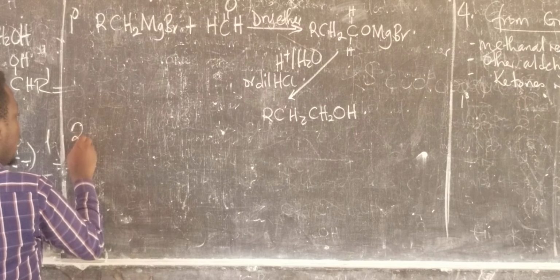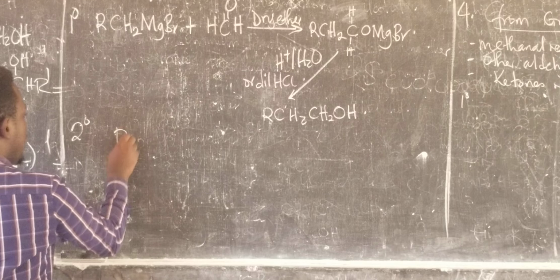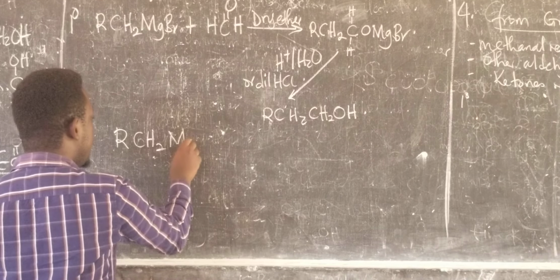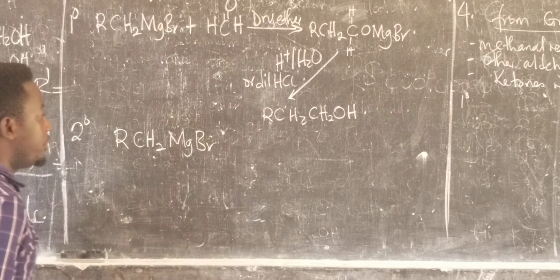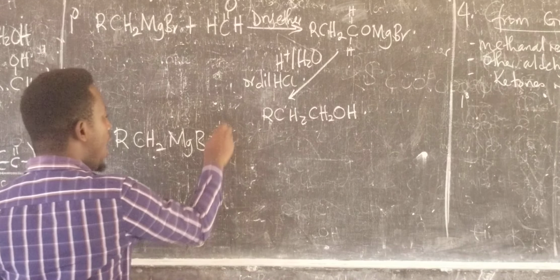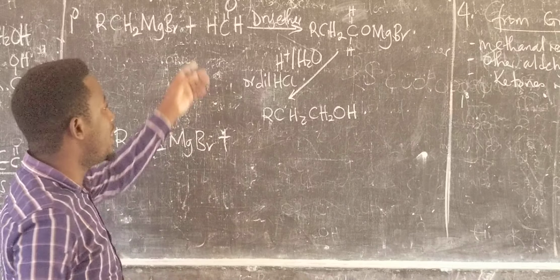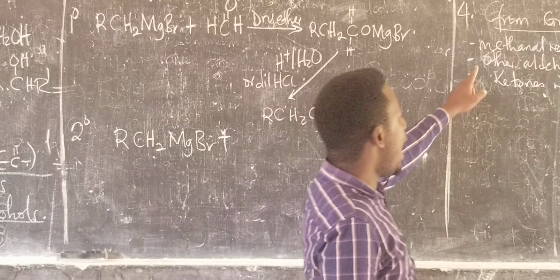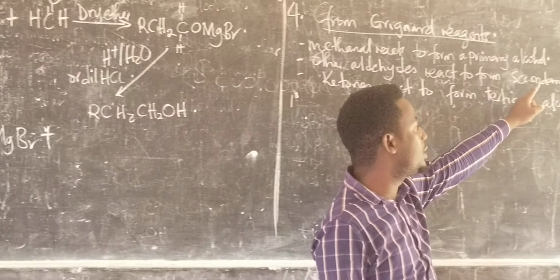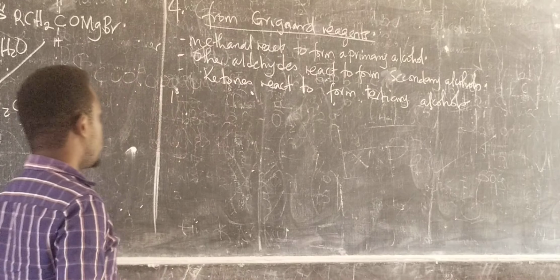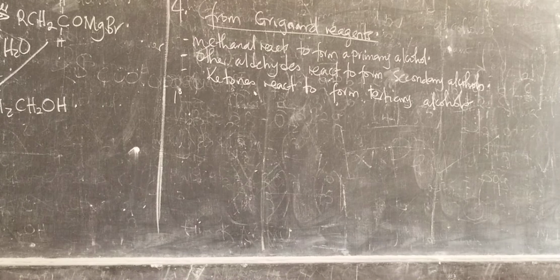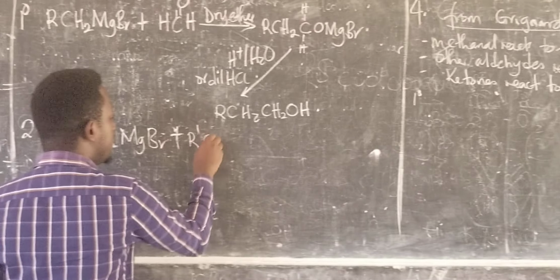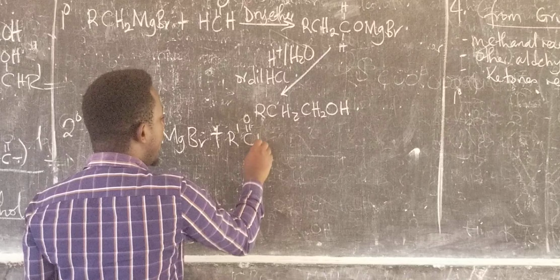If you want to form a secondary alcohol, you can still use the same Grignard reagent. If I use the same Grignard reagent, it will allow me. But now I am going to change. Instead of methanal, I'm going to use higher aldehydes. That's what it says. Other aldehydes react to form secondary alcohols. So in this case, I can use maybe R prime, then C double bond O, then H.